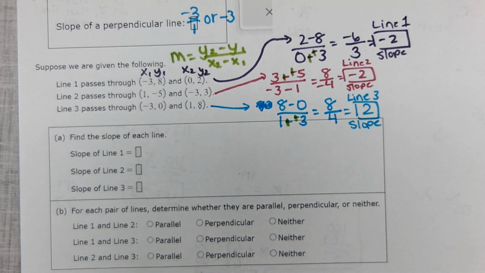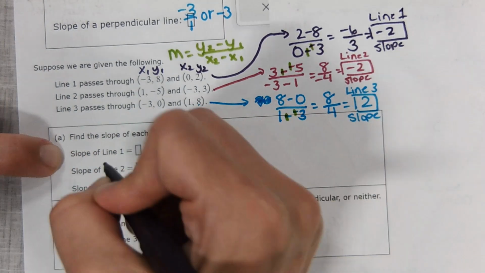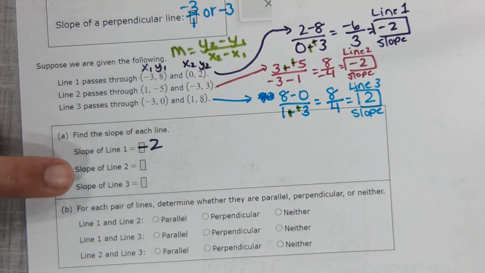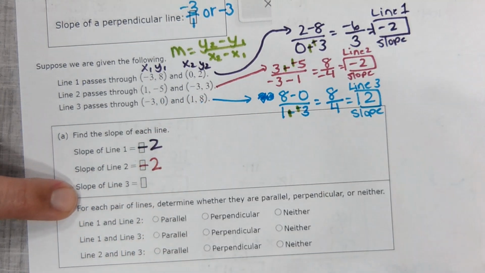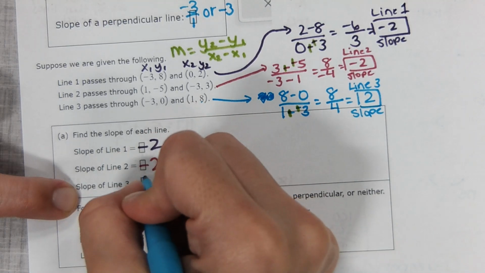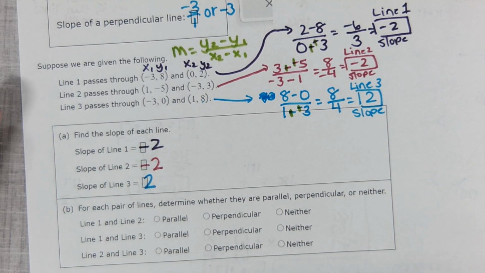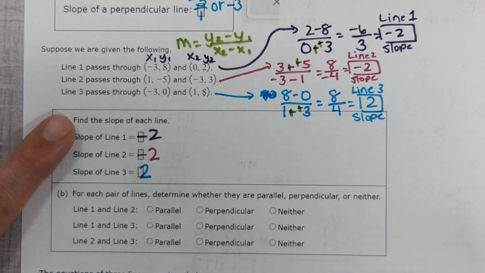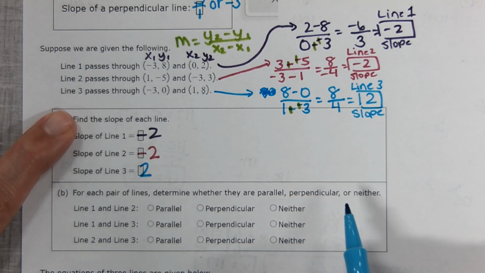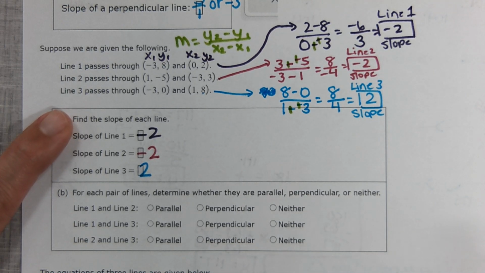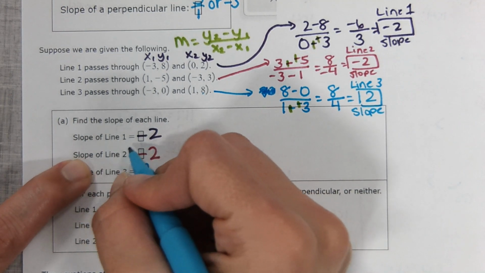Okay, then once you have the slopes, you plug them into the box. So line 1 has a slope of -2, line 2 has a slope of -2, and line 3 has a slope of +2. And then for each pair of lines, determine whether they are parallel, perpendicular, or neither. So parallel has the same slope, so 1 and 2 would be parallel.